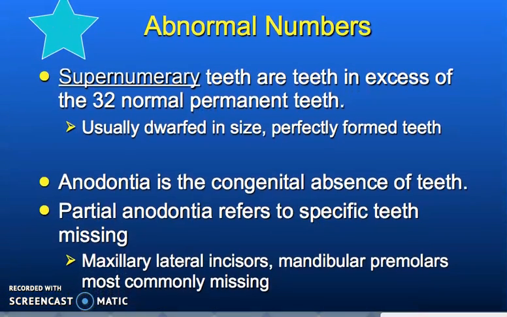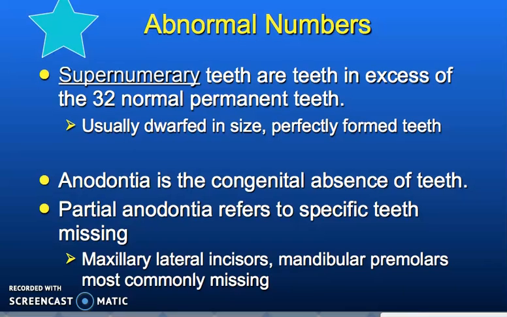Now what if you have an abnormal number of teeth? Supernumerary teeth are teeth that are in excess of the 32 normal permanent teeth, usually dwarfed in size and perfectly formed, but there's more than 32. Anodontia is the congenital absence of teeth, so the tooth is not there because it is congenitally missing. A partial anodontia refers to specific teeth missing. So maybe you have a maxillary lateral incisor that's missing, or mandibular premolars are the most commonly missing.